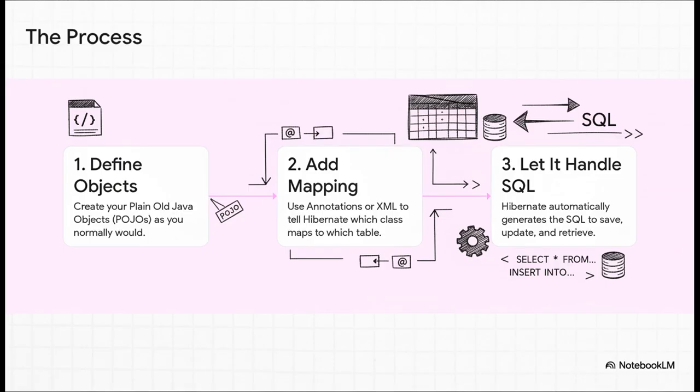You start by writing your regular Java classes, what are often called POJOs, for plain old Java objects. Then you just add a little bit of metadata, usually as annotations right there in your code. They act like little labels, basically telling Hibernate, hey, this class here, it maps to that table over there, and this field, that's for this column. Once you do that, that's it. Hibernate takes the wheel and generates all the tedious SQL for you.